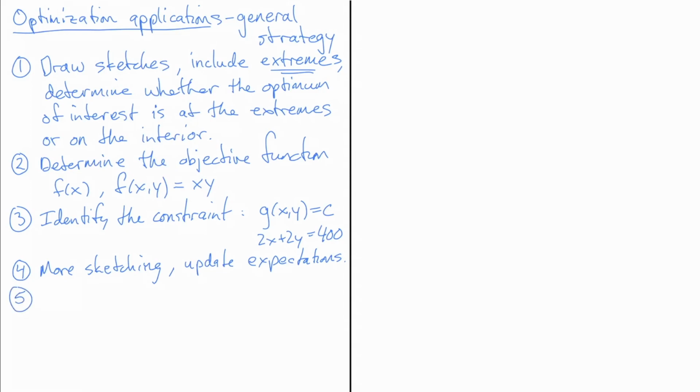Next step is to use the constraint to simplify your objective function. Simplify the objective. Oops. We're having spelling issues today, aren't we?